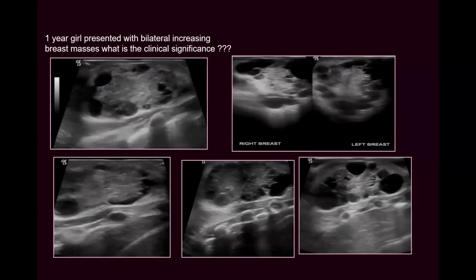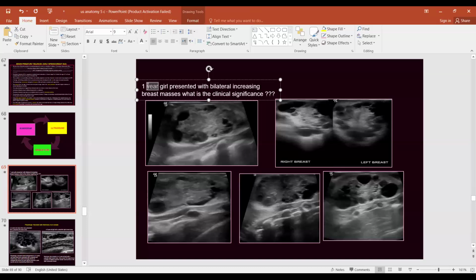What is going on here? This is a 1-year-old girl presented with bilateral increasing breast masses. What is the clinical significance? Sorry, not 1 year, 1 month. 1 month, sorry for that. Let me change it. One month.